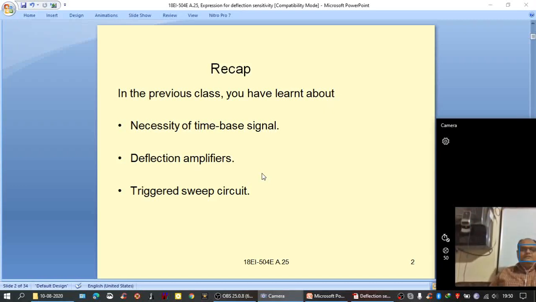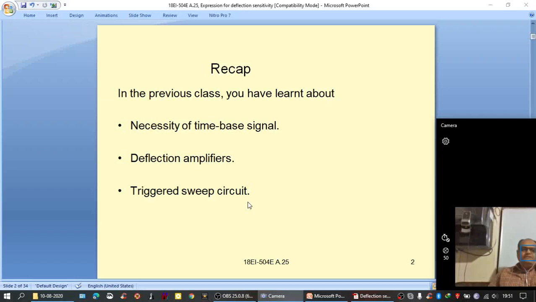Then horizontal input signal from the output of horizontal amplifier and vertical input signal from the output of vertical amplifier through a delay line are applied simultaneously to the deflection plates, so that both are applied simultaneously and we can see the entire cycle of the applied input signal without any loss of signal. Then coming to the triggered sweep.